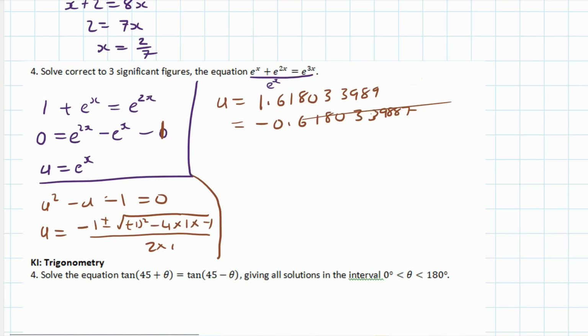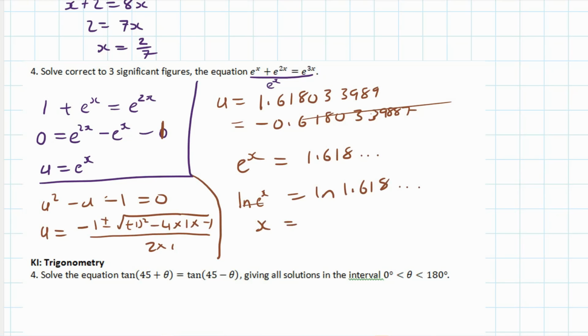And therefore we can say that e to the power of x is equal to 1.618 and so on. Now, how do we find what that is equal to? Well, we take ln of both sides. ln of e to the x equals ln 1.618..., which means the ln and e cancel each other out, so we get x is equal to ln of 1.61833, using the unrounded number, and I'm getting 0.481 to 3 significant figures.